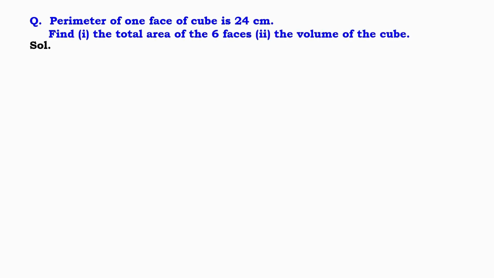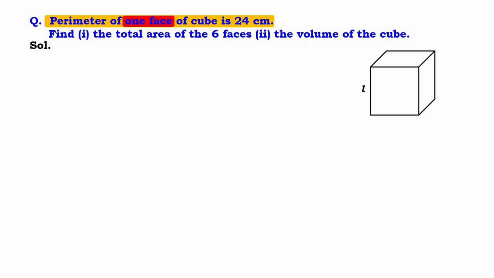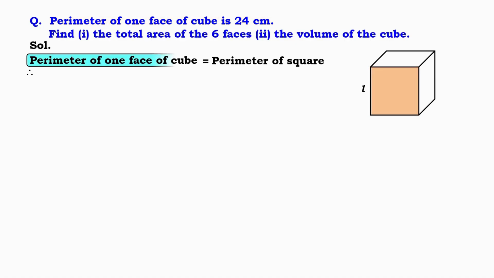Now the next problem is: the perimeter of one face of a cube is 24 centimeter. Find the total area of the 6 faces and the volume of the cube. So what is given in the question? The perimeter of one face of the cube is 24 centimeter. Perimeter is given, and we know that the face is a square shape, right? So the perimeter of one face of the cube is equal to the perimeter of the square, which is given as 24.